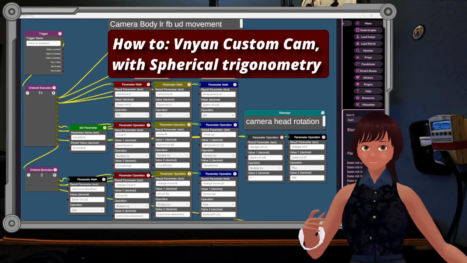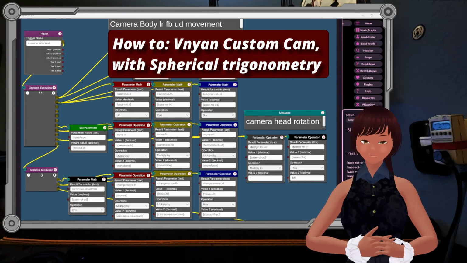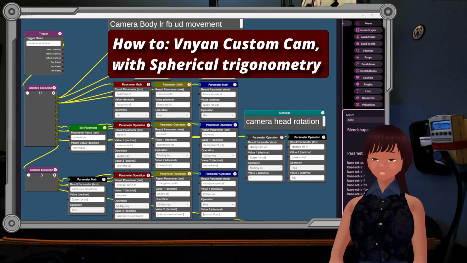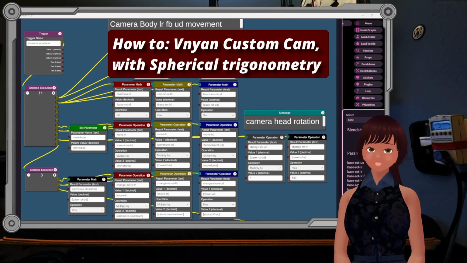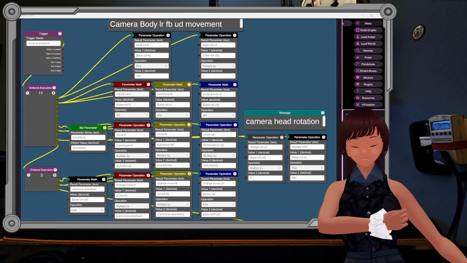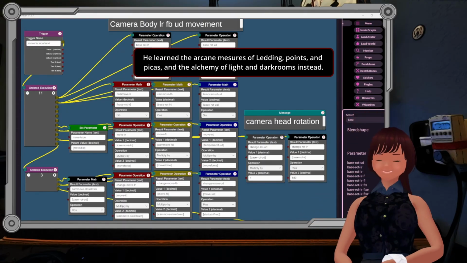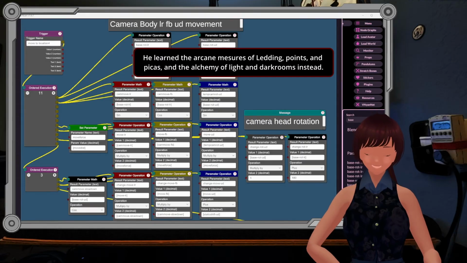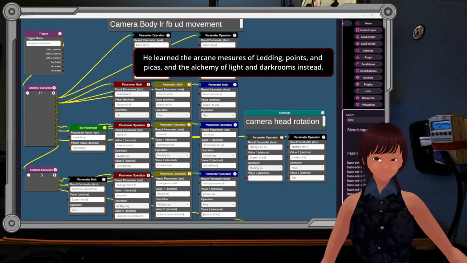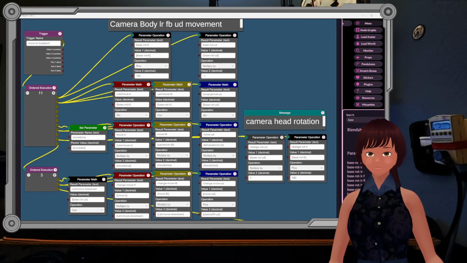Hello, I'm Rowan, and today I am going to get way over my head in explaining polar to Cartesian coordinates in trigonometry, a class Mr. R never successfully passed in college. And we are going to explain how that relates to Vnyan and having your avatar move around properly.